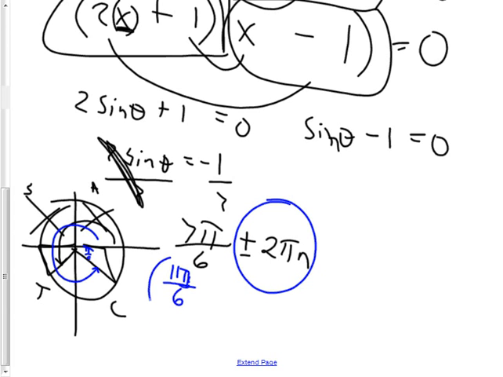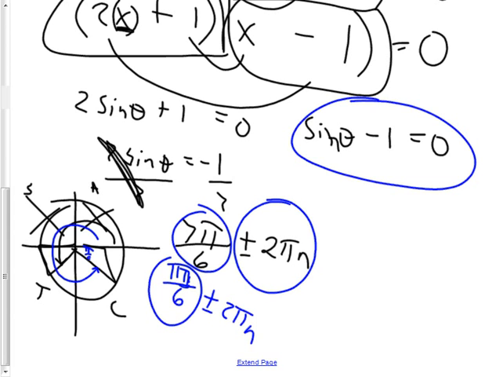Hold on a second, please. I'm not done yet, because these are two of my answers: plus minus 2 pi n. This one needs a couple answers too. So sine theta equals 1, and then that must be a quadrantal.